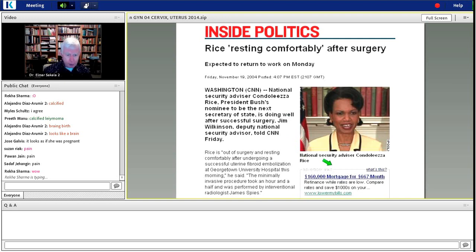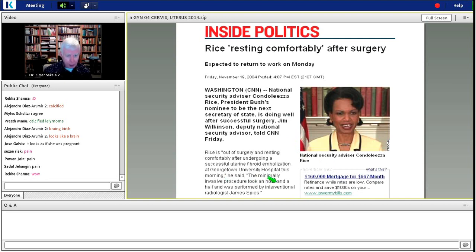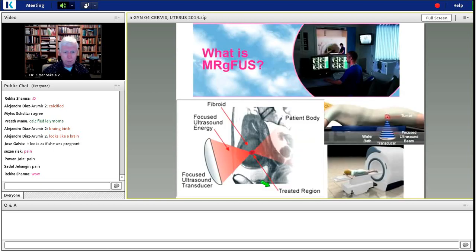But what happened after the procedure, do you think? The minimally invasive procedure took an hour and a half, was performed by interventional radiologist James Spies. I imagine she had a lot of pain. And that's to be expected because you're really causing an iatrogenic carneus degeneration. This is an interesting device using focused ultrasound transducers to destroy the leiomyoma. I don't have any personal experience with this, but one of the students referred this to me. It's MR focused ultrasound.